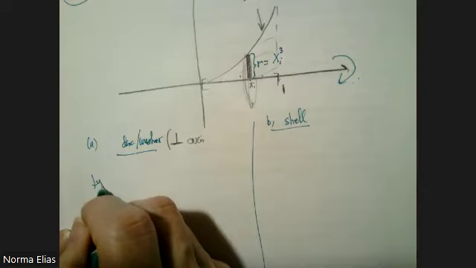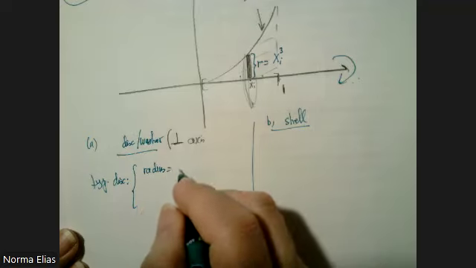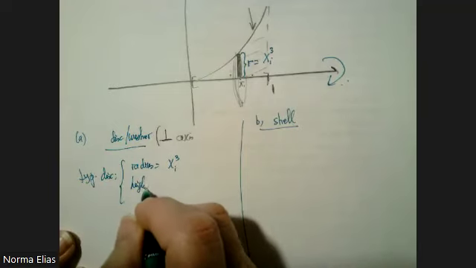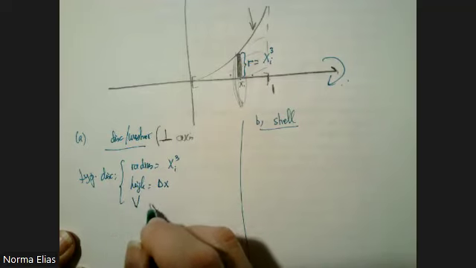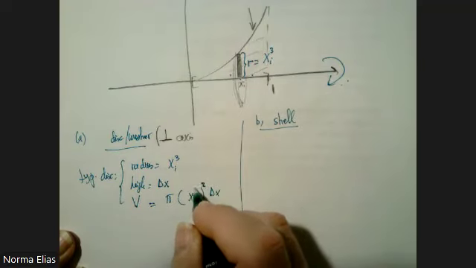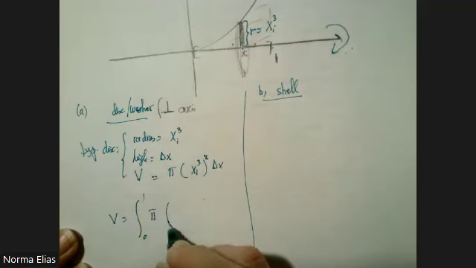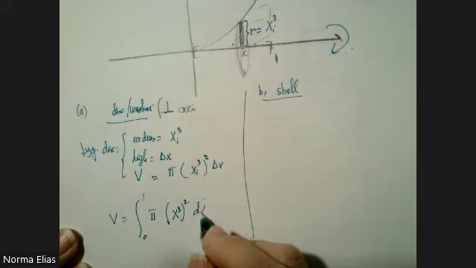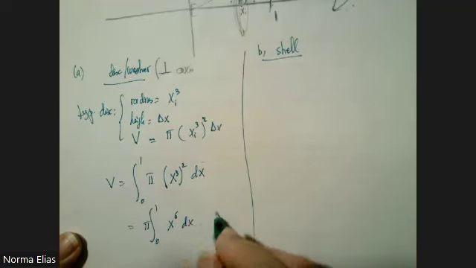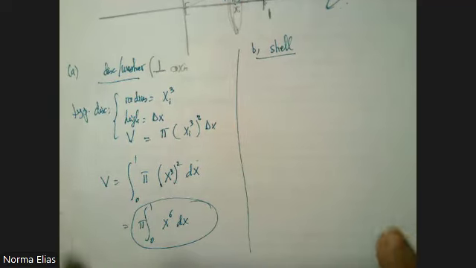So for a typical disk, I need the radius, which is xi cubed, and I need the height of the disk, which is delta x. The volume of a typical disk is pi times the radius squared times delta x. So the total volume will be the integral from 0 to 1 of pi times x cubed squared dx. It means pi times the integral from 0 to 1 of x to the 6th dx. End of the problem. Okay, so that's this question.